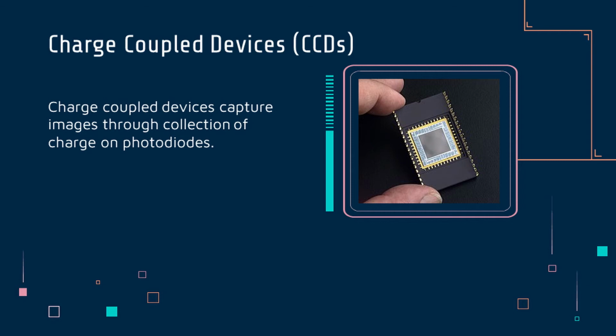Next, we will be going over charge-coupled devices, also known as CCDs. Charge-coupled devices are an important electrical component that captures light and processes its information, and it's commonly used in digital cameras, microscopes, and photocopiers.